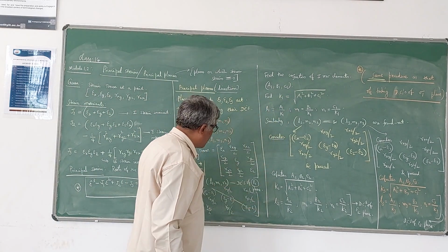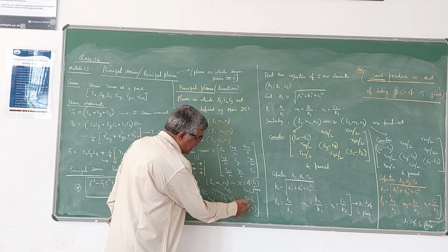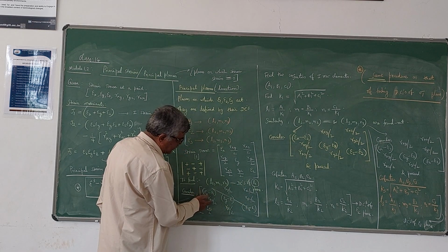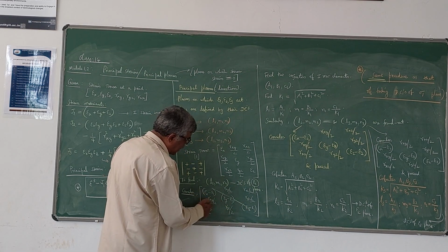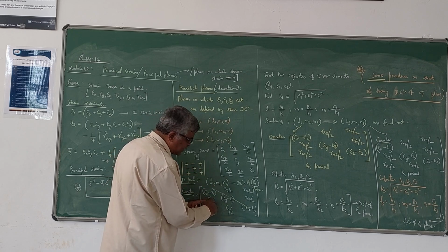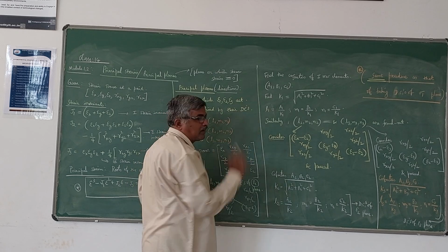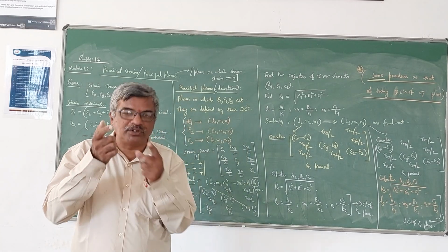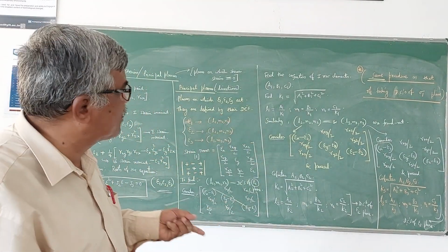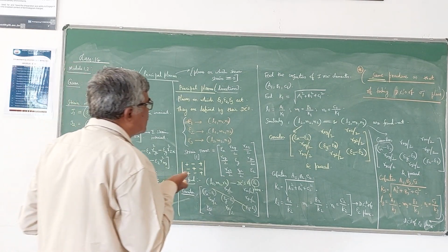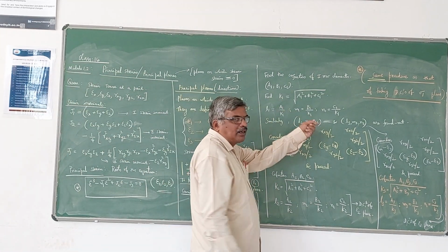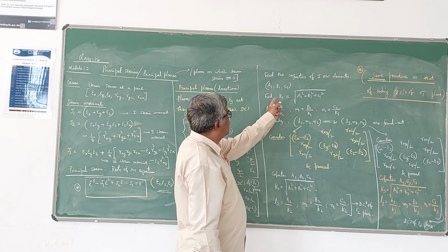Then C1 is the cofactor of this third element. Delete this column and this row, write this and this, and the sign is plus here. So take the value of the determinant, this into this minus this into this. That is the value of C1. You can go through that problem which I did in the earlier class for finding principal stresses and principal planes.